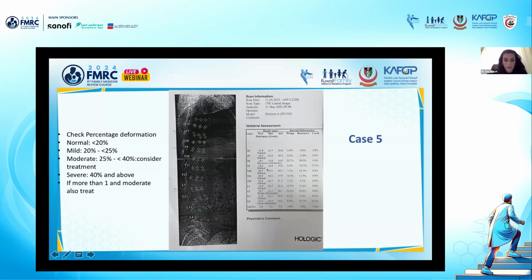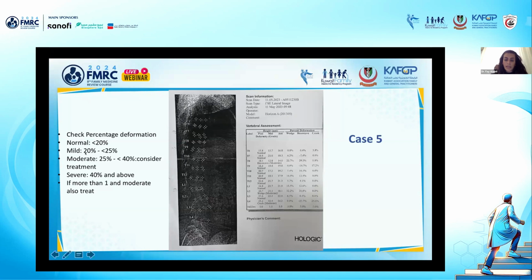For example, if we go to T8, you can see that it's a biconcave moderate. What does that mean? There are levels, percentages or severity of the deformation. Look at the left side of the slide, please. If the percentage of the biconcavity, which is here, or any other deformity is less than 20%, it is normal. For example, T7, L1, they are all normal because the percentages are below 20, okay?